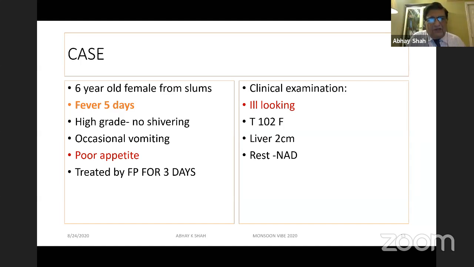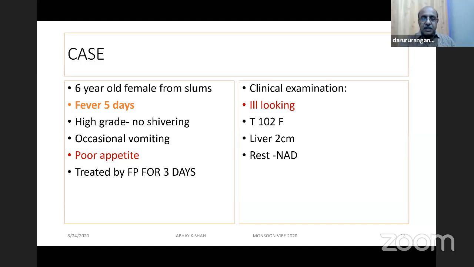On examination, the child looks ill, a little dehydrated. She was febrile, liver 2 centimeters. There was no jaundice. The rest of the examination is totally normal. So, Dr. Daruru, can you give 3 or 4 important differential diagnoses when a patient comes to you, without examining the patient?